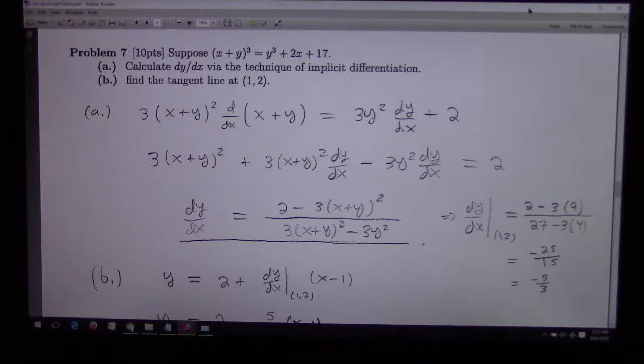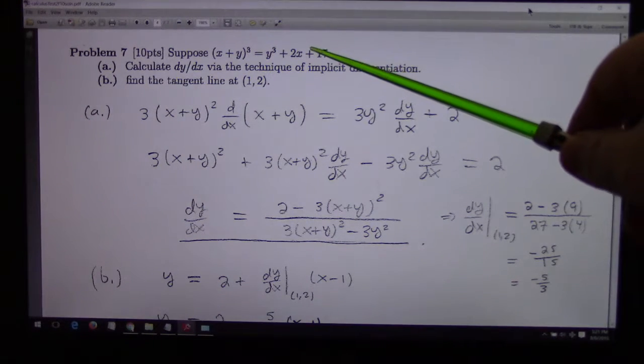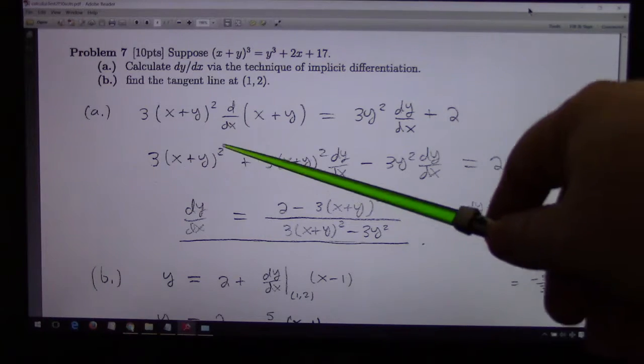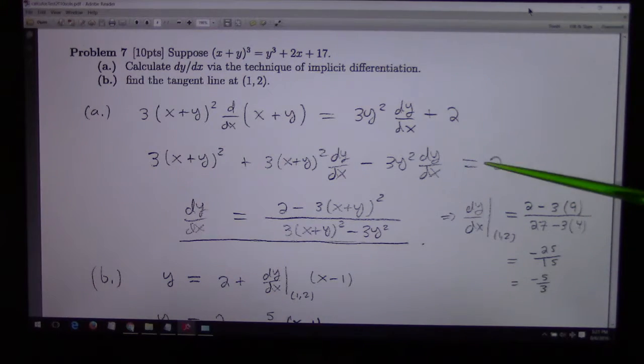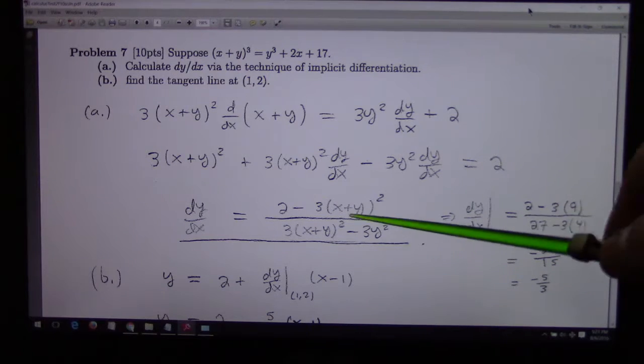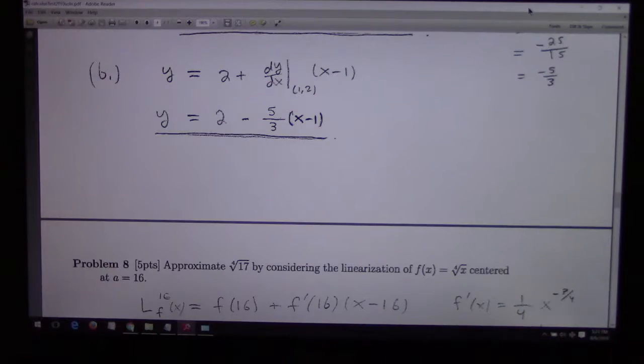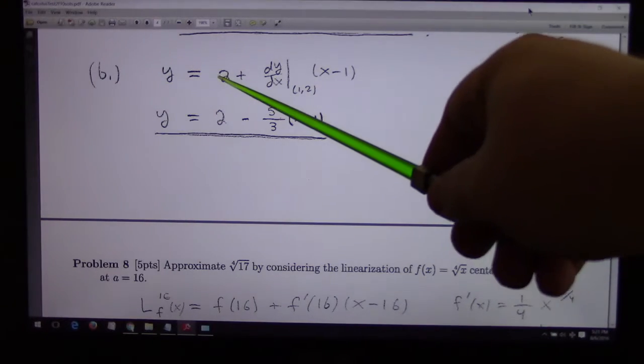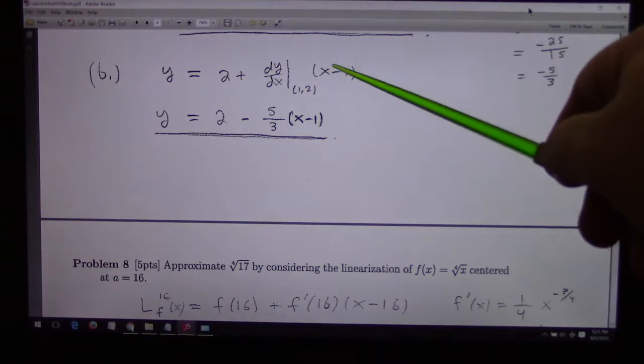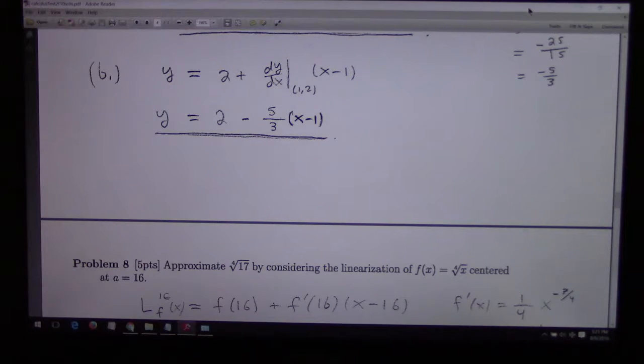Implicit differentiation, so you find dy/dx by differentiating this, and then solving for dy/dx after you've done the implicit differentiation. And then to find the tangent line, you just plug in x equals 1, y equals 2 into this expression, and then go back to how we find the tangent line to a curve, right? The y value plus the slope times x minus the x value. There it is.